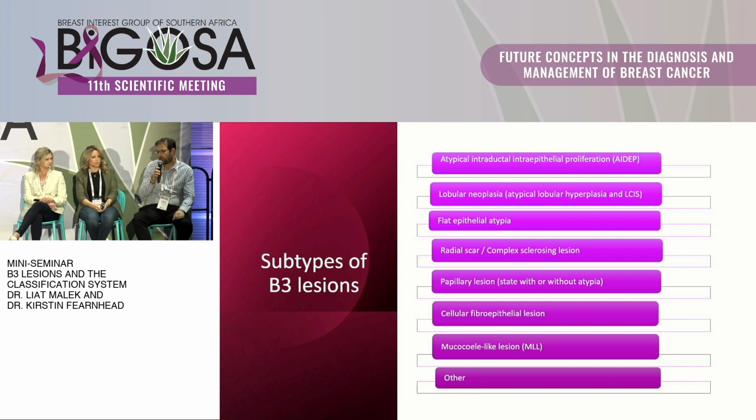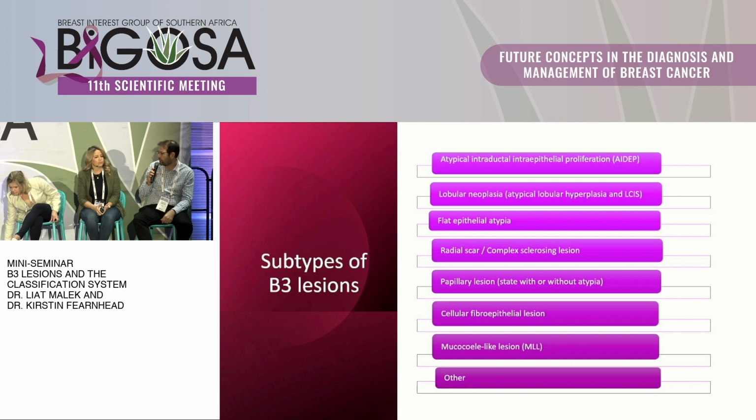But there's newer things coming through now where we should maybe rethink that situation, and I think that's why we're having this discussion. First of all, you need to know what it is, and then you need to decide in your MDT what you are going to use when you encounter these conditions. The issue with the B3 lesions is that they've got an upgrade rate of anywhere between 13 and 35%, which is quite high. So what is happening, particularly in the UK and Europe, is that they've started implementing the use of vacuum-assisted biopsy.